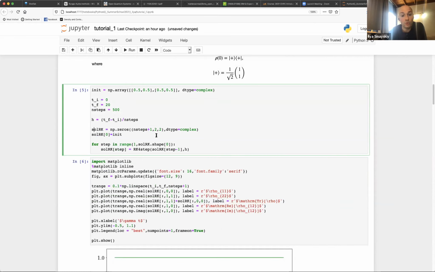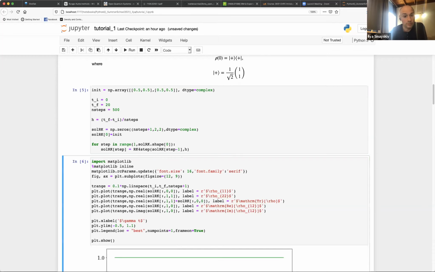And now we need to store the solutions somewhere. The solutions are 2x2 matrices, and we're going to store n+1 of them. Why n+1? Because in the first one we're going to store the initial condition, and afterwards we're going to do the iterations. It's straightforward: we go from 1 to the end of our array, until n steps +1, and we're saying that the next step is equal to the Runge-Kutta applied to the previous step. That's why we're starting from 1, because we apply it to the initial condition.